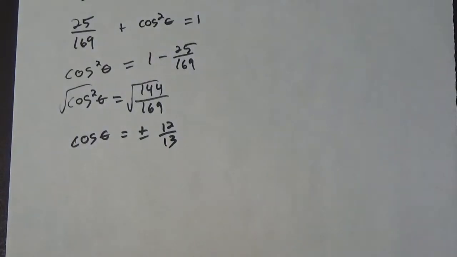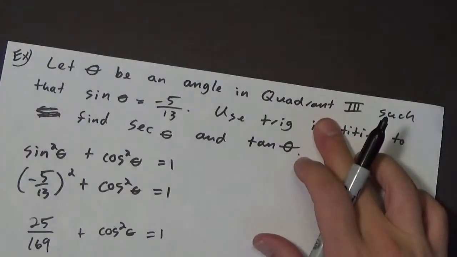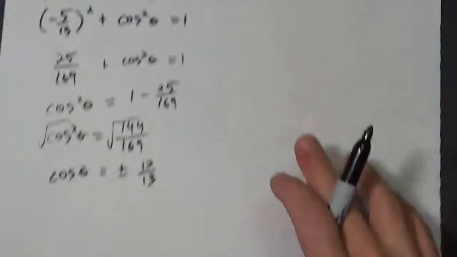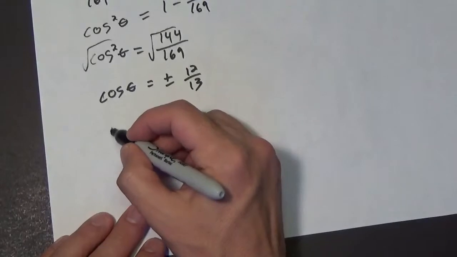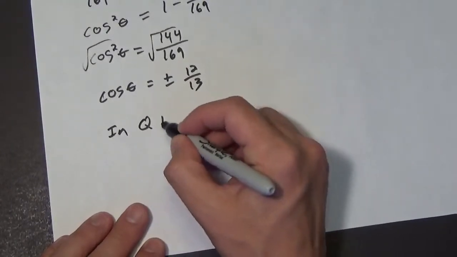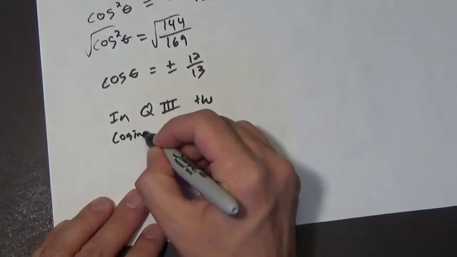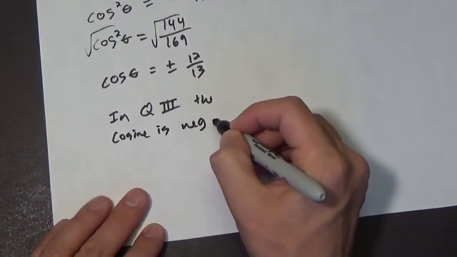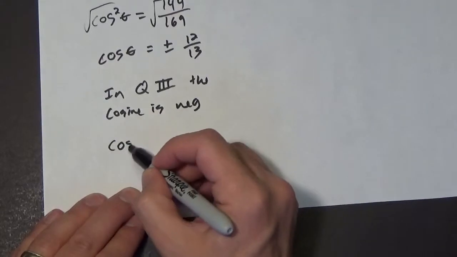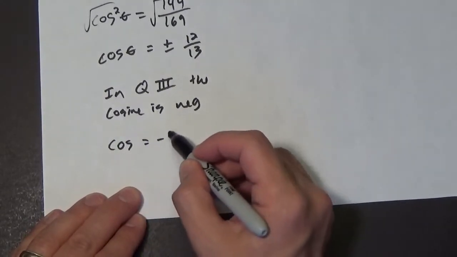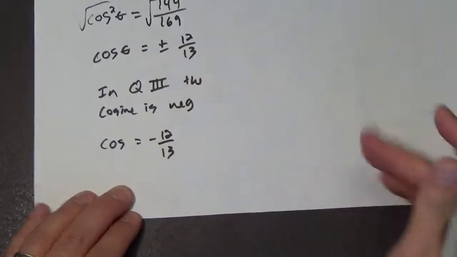Easy enough. Now we have to determine, well, is it positive 12 over 13 or negative 12 over 13? And it tells us that it's in quadrant 3. And we know in quadrant 3 cosine is negative. So in quadrant 3, the cosine is negative. So we end up with the cosine is negative 12 over 13.